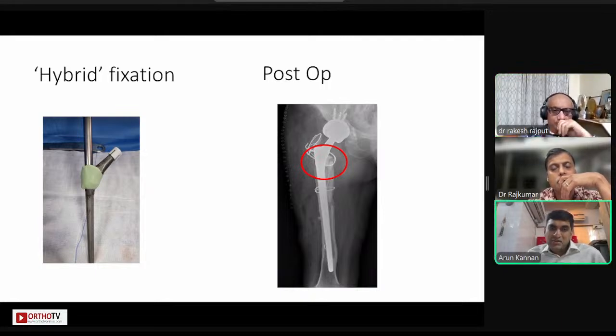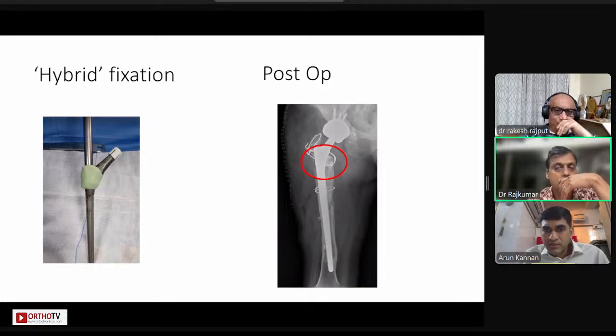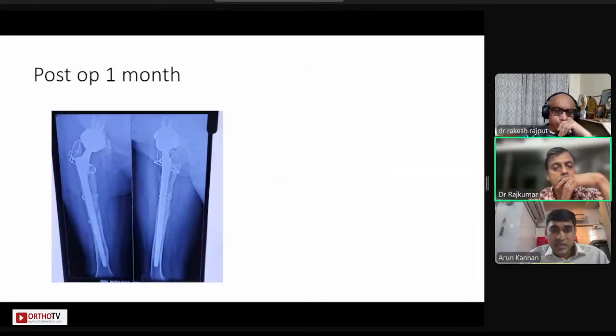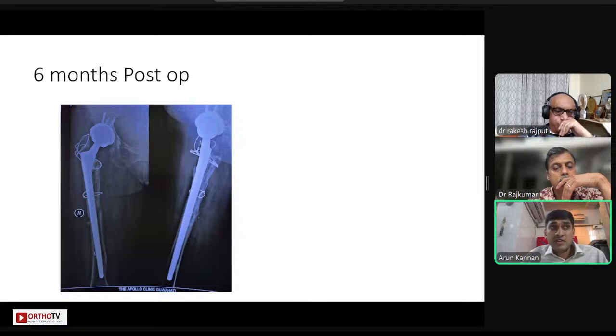Yeah, I think I presented this maybe 4 years back. Not in all cases of Wagner's type have I used cement, but in cases like this that are osteoporotic with a fair amount of bone loss, I've used this technique. How old is this patient now? I'll just go to that. This is 1 month post-op. Her age, Arun? She was 48 when I operated.